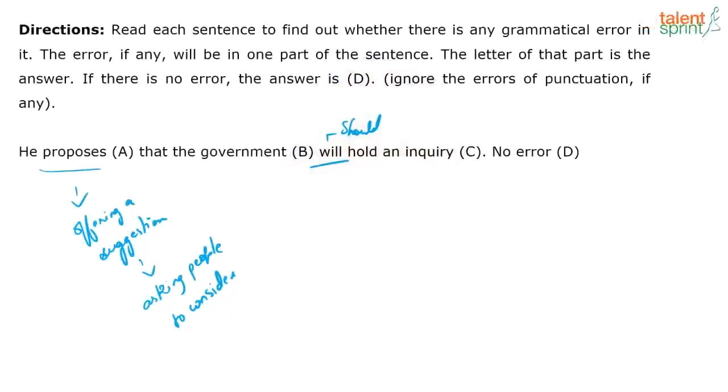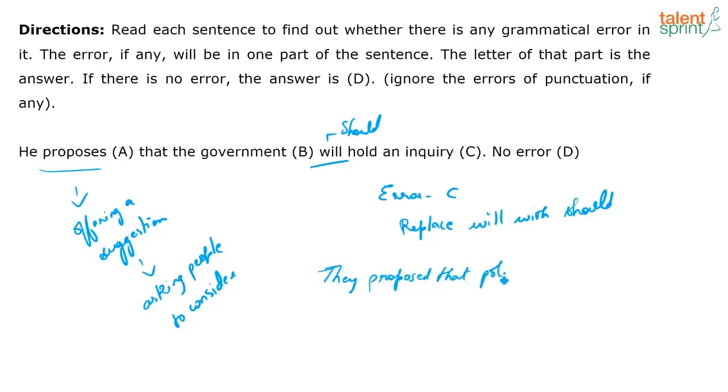Proposes being our clue word. Obviously, I can't have will as a modal. So the error, yes, is in part C, no doubt. You replace will with should, right? Just to look at another example sentence where we have propose followed by should. So I can say they proposed that political strikes should be made illegal.